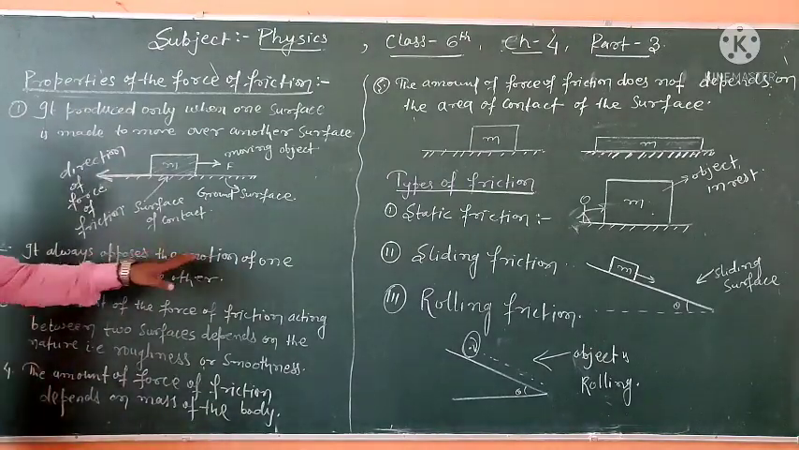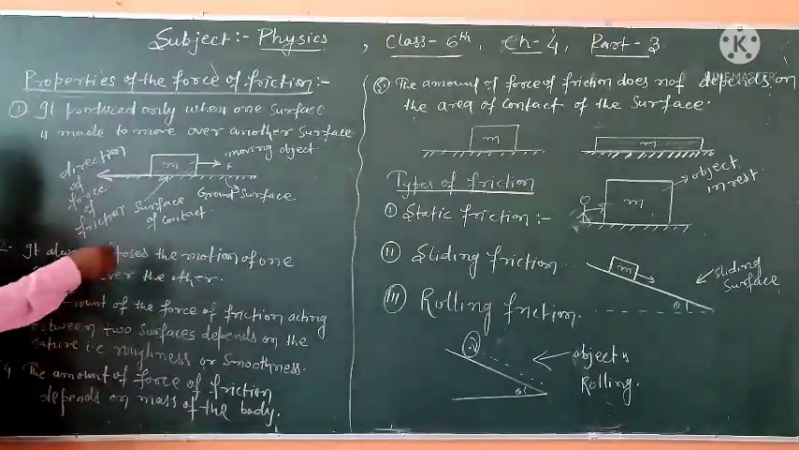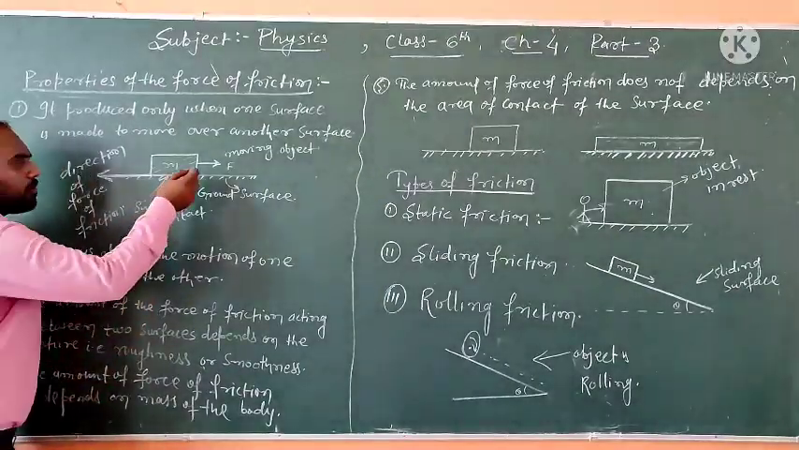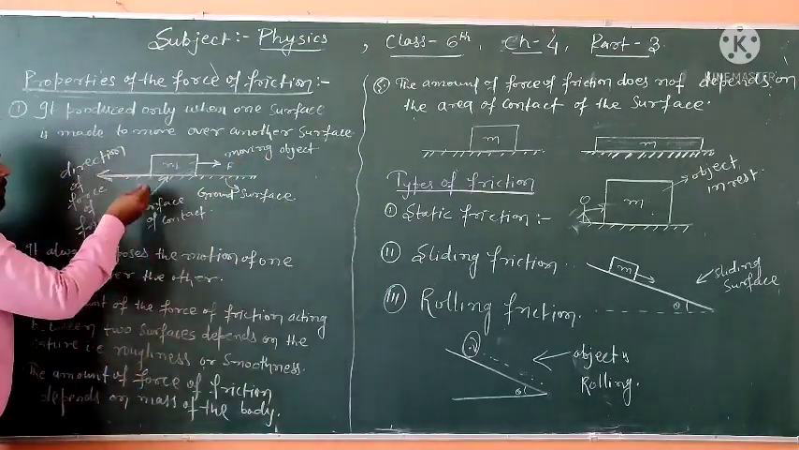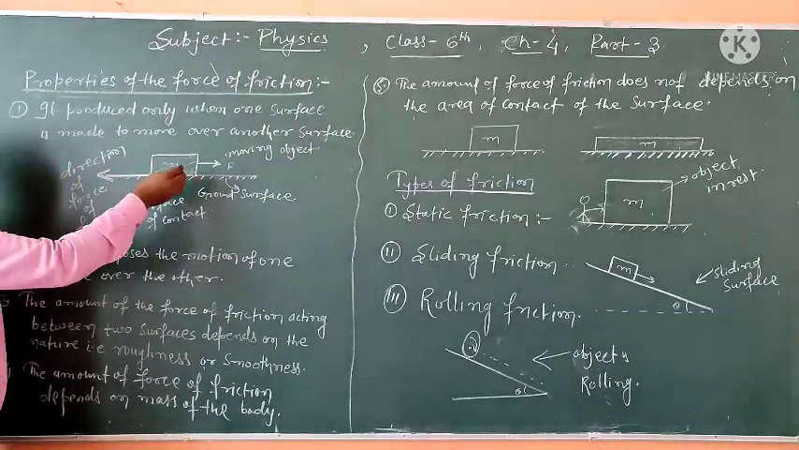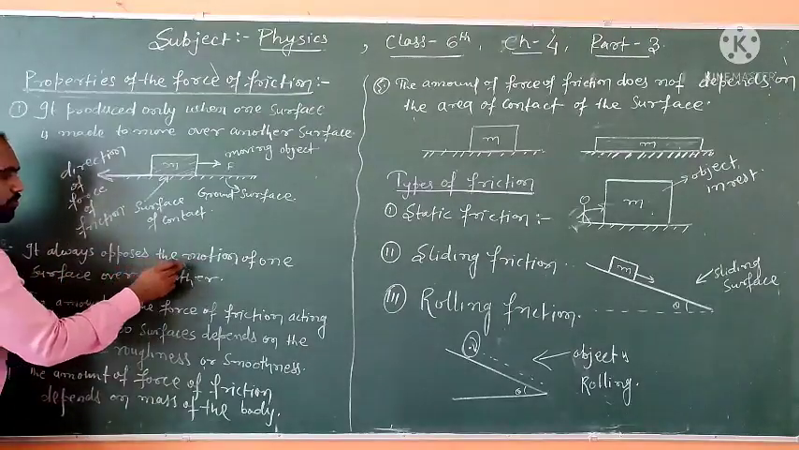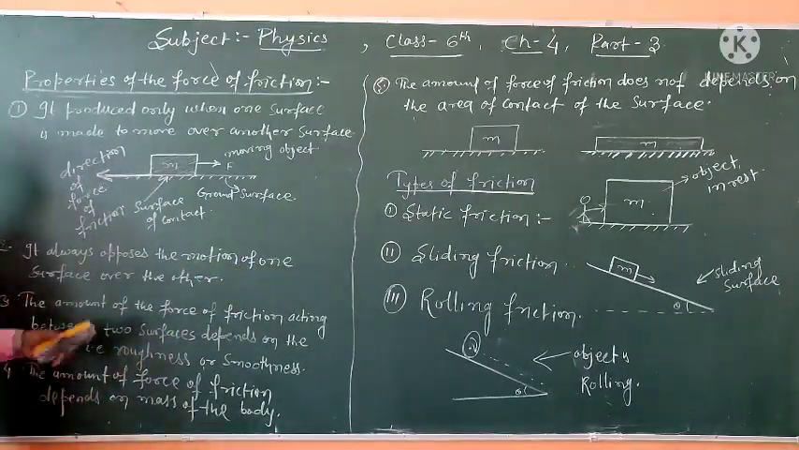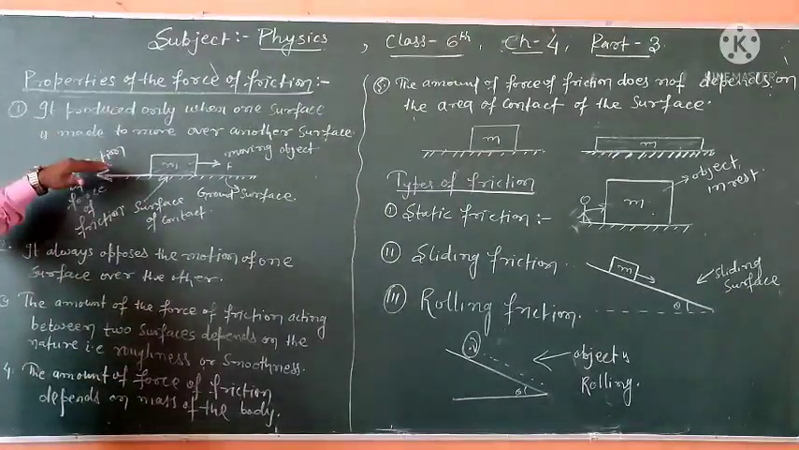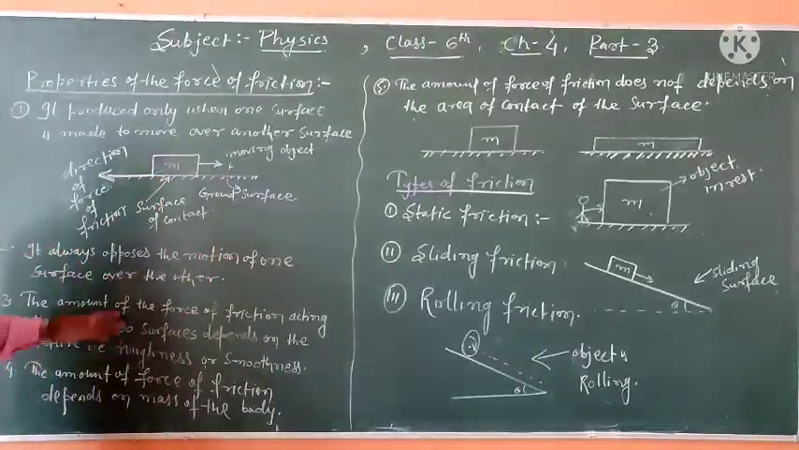It always opposes the motion of one surface over the other. Okay dear, as is clear from this picture, the object is moving in this direction and the force of friction on this object is just opposite to the motion. That's why it always opposes the motion of one surface over the other. Slightly increasing this friction force and decreasing the applied force, the object comes to rest.